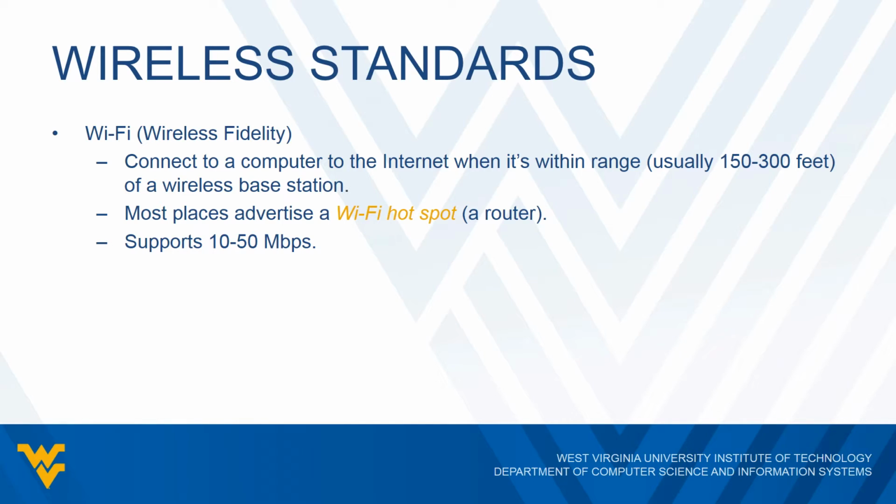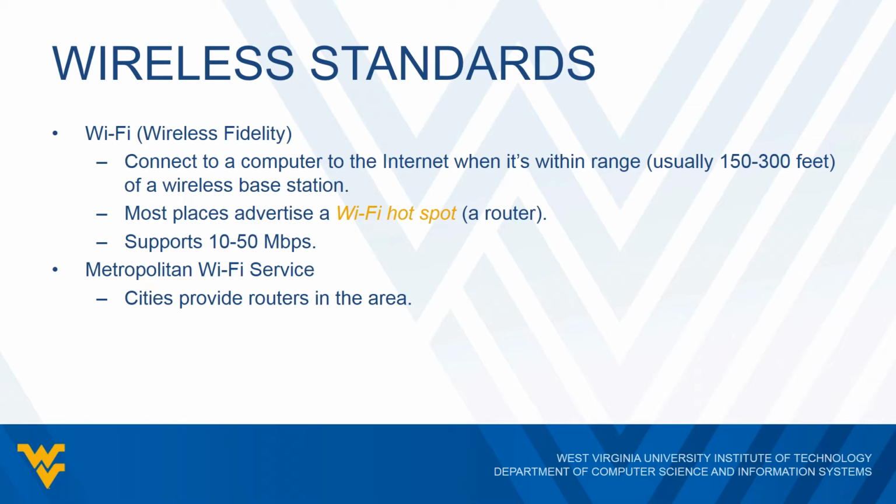Now, there is a relatively new development in wireless networking, which is called metropolitan Wi-Fi service. Here, a number of cities provide Wi-Fi routers installed every few blocks throughout the city, usually on top of telephone poles or building roofs. These routers provide convenient, low-cost wireless internet access to all residents in that city.